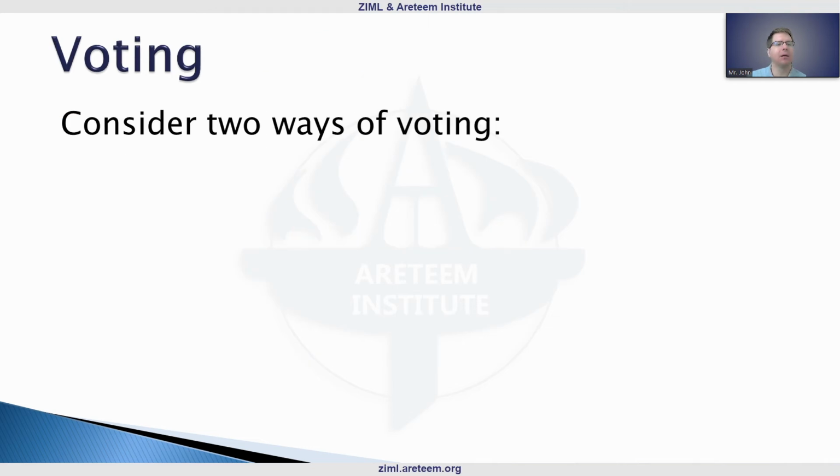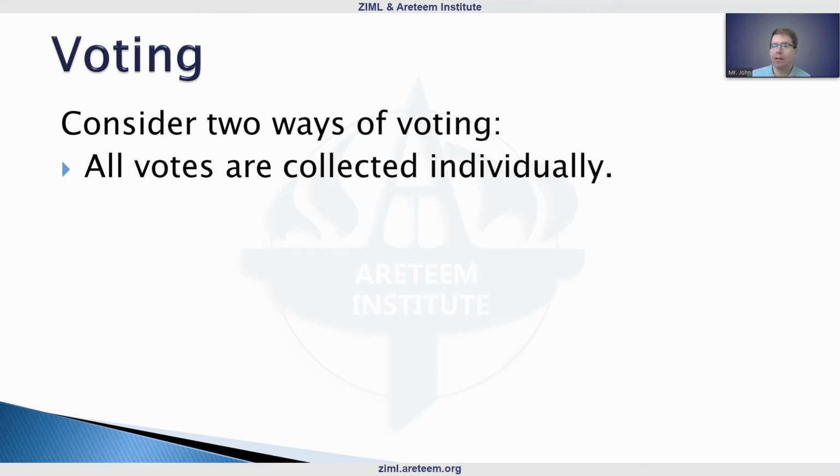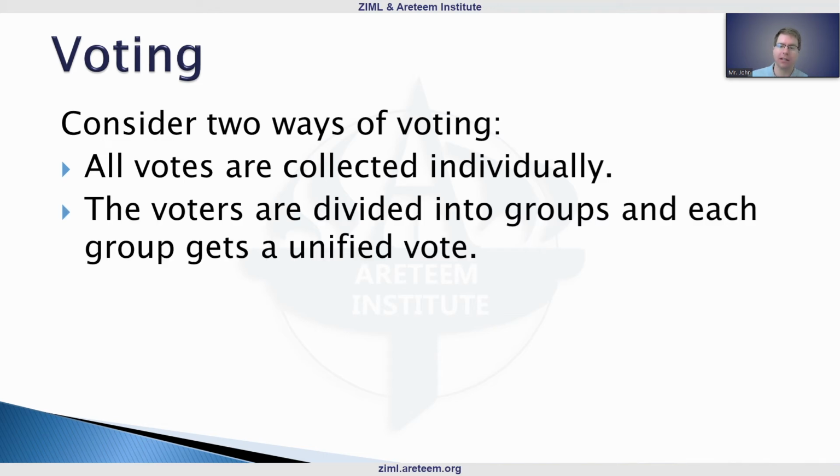So, how does this come up in terms of voting? Well, let's consider two ways of voting or looking at information. One way would be you have a class, everyone votes. You have a school, everyone votes. You have everyone vote individually, and you collect those votes and see what happens. Alternatively, you could divide the voters into groups, and each group gets a unified vote. So if you're doing this in a school, maybe each class decides. Each class has their own vote, but then at the end, the class votes as a whole.